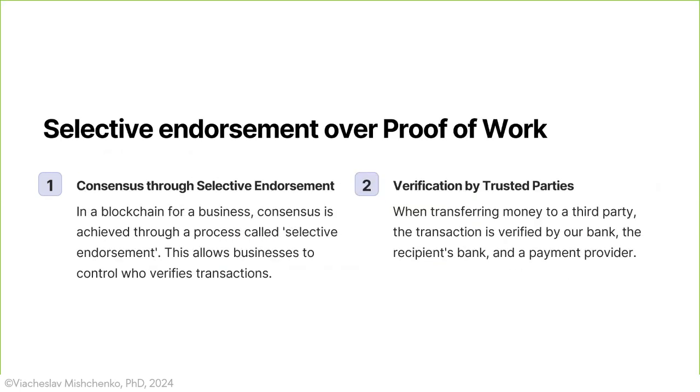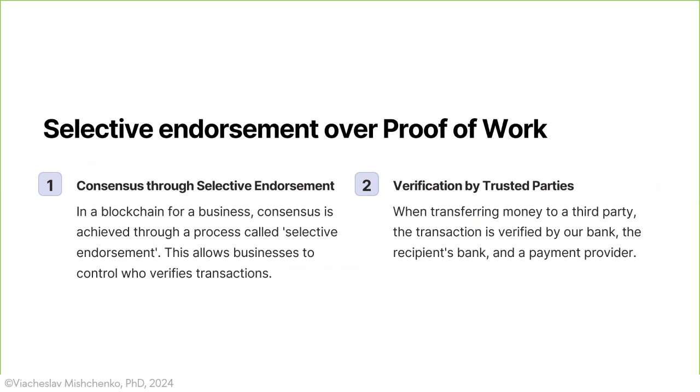The next slide. So here, let me explain the third major distinction between Bitcoin's blockchain and business blockchains, which is their consensus mechanism. In my opinion, this is one of the most significant architectural differences I've encountered in my research and practical work. In business blockchains, we use what I call selective endorsement for achieving consensus.